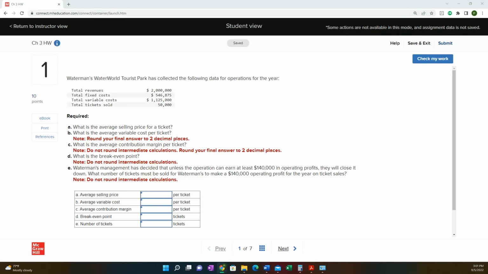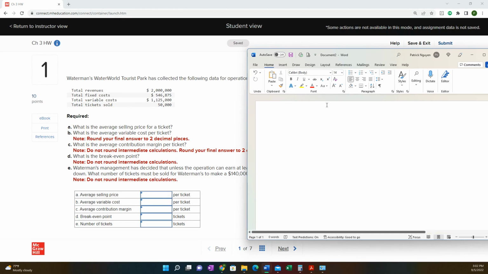Waterman's Waterworld Tourist Park has the following information. We have total revenues of $2 million, fixed costs of $546,875, variable costs of $1,125,000, and total tickets sold of 50,000. This question looks pretty straightforward, so let's begin.